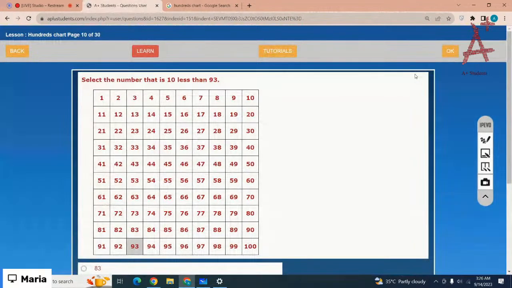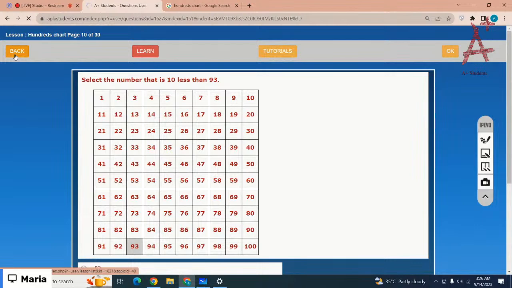Select the number that is 10 less than 93. So which is the correct option? Yes, that is 83, right? Okay, you can complete the lesson by yourself later today. Let me just move on to the next lesson.